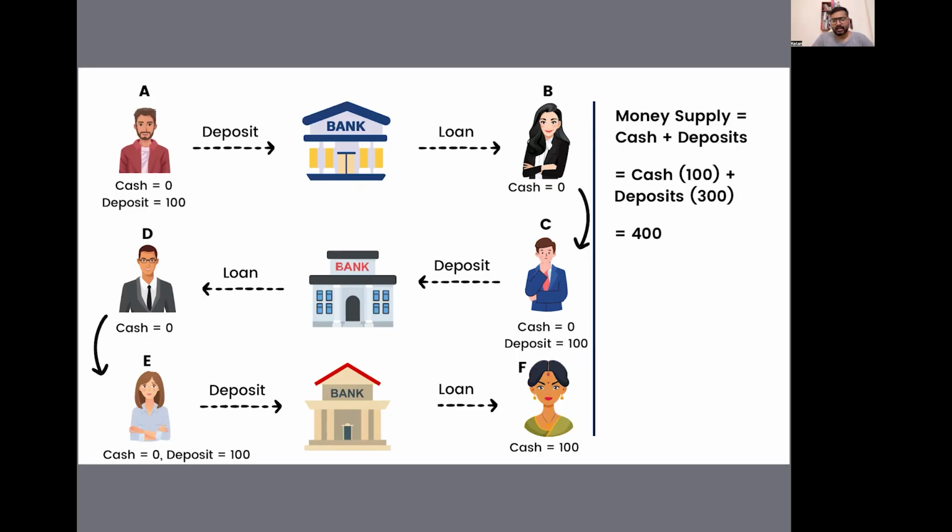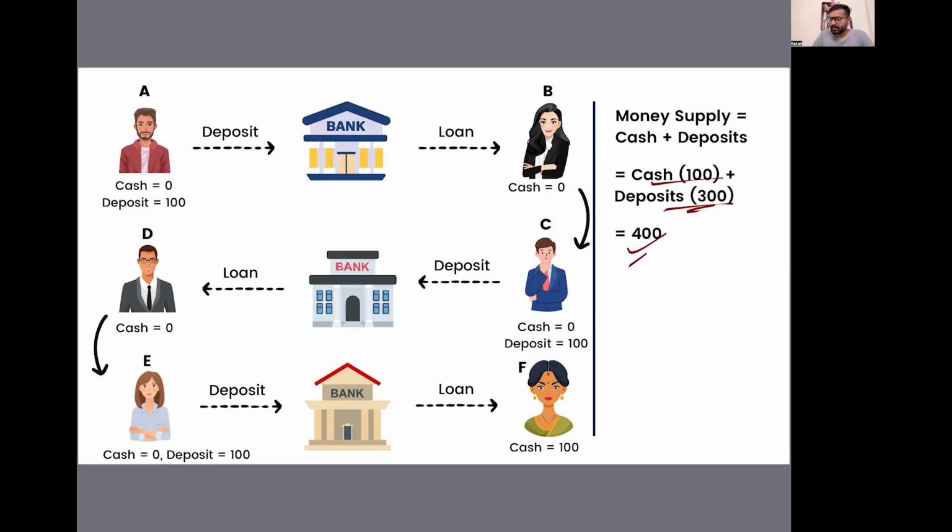And if the bank again gives a loan to person F, then there is an increase in money supply because now there is a deposit of 300 and cash in circulation, that is 100, a total money supply of 400. So you understand that with more and more banking habits of people, there will be an increase in money supply in the economy.